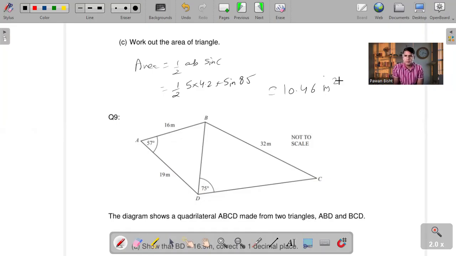Okay, so I hope whatever we have discussed is clear to you. I am leaving question 9 for you. You practice this question on your own, and if you have a problem, you can type in the comment section. I will give you the answer of that.